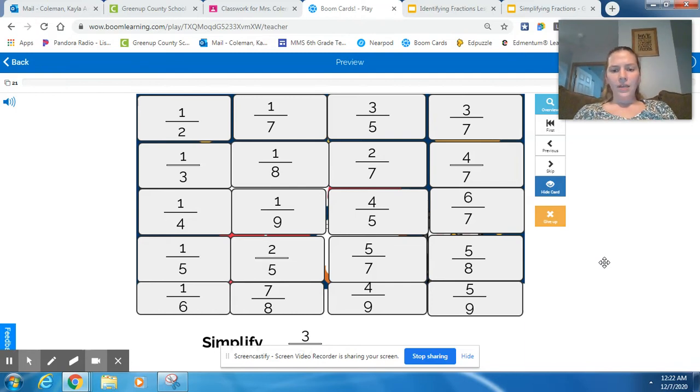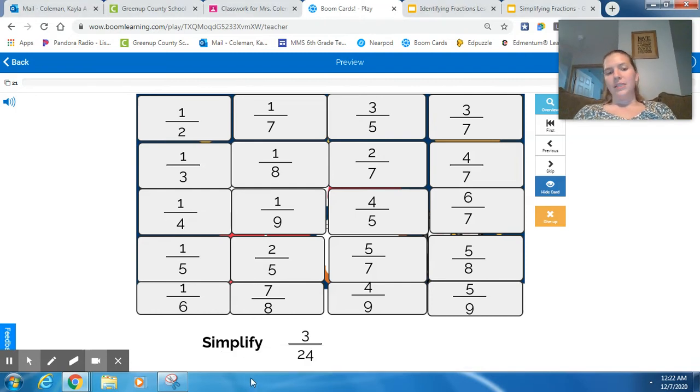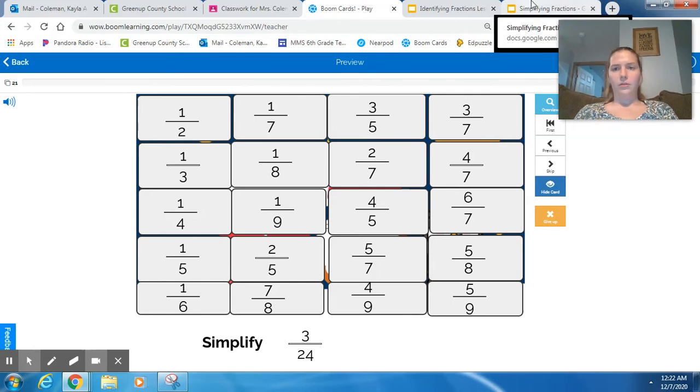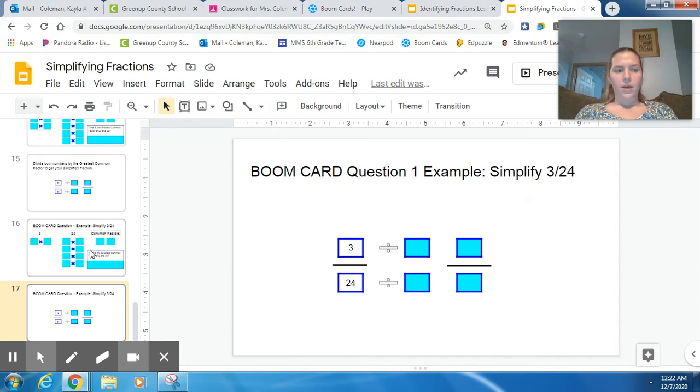So, in this first question, I need to hide this so you can see it. The question says to simplify 3 over 24. 3 is your numerator, 24 is your denominator. So we talked about finding common factors, specifically finding the greatest common factor in order to reduce to simpler terms. So I added this in a slide just to go over with you.